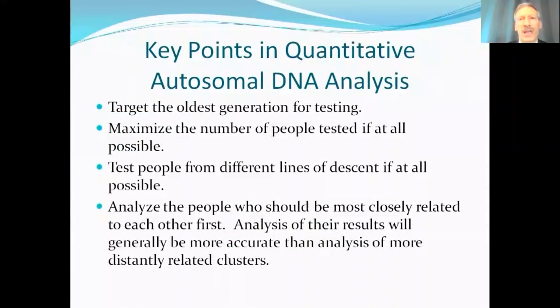So let's summarize the key points in quantitative autosomal DNA analysis. First of all, you're going to target your oldest generation for testing. They have the most DNA, and so you're going to try to maximize the amount of DNA that you capture by testing them first. Also, maximize the number of people you test, particularly on various different ancestral lines. And then analyze the people who should be most closely related to each other first. So their analysis is generally going to be more accurate than more distantly related clusters.